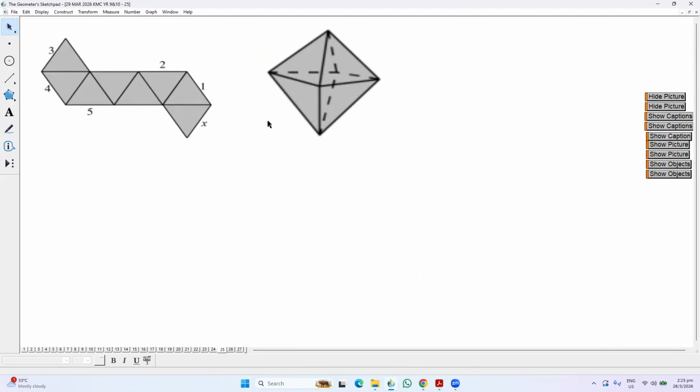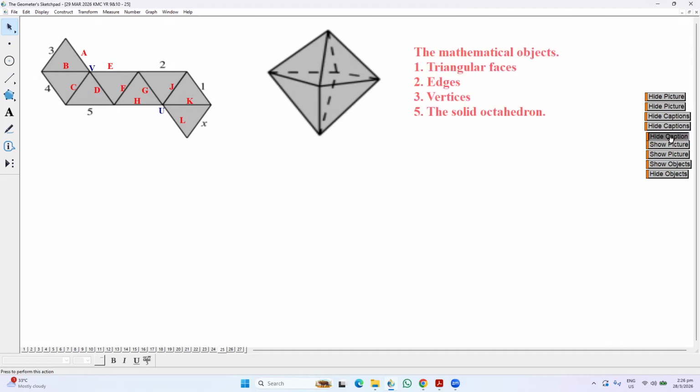Let us study the problem further. These were the edges that were labeled just now. And then the vertex V and U. And the mathematical objects that were used, we have triangular faces, we have edges, vertices, and also we have the solid octahedron to help visualize.